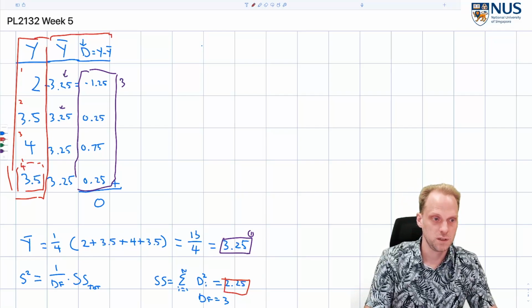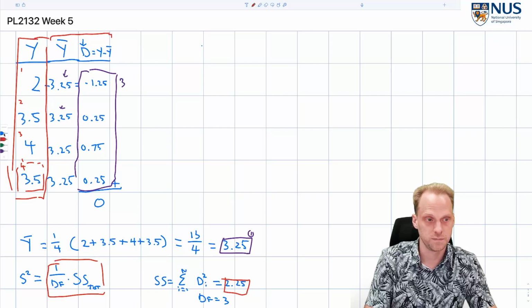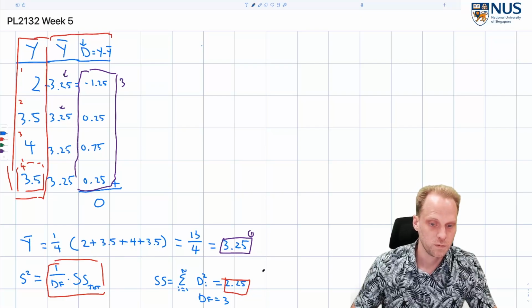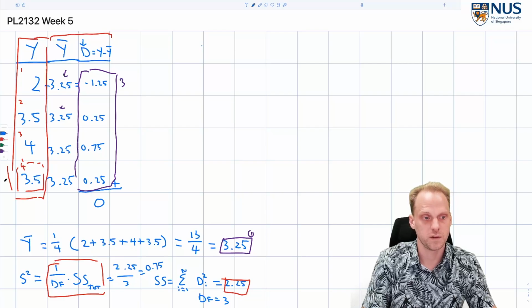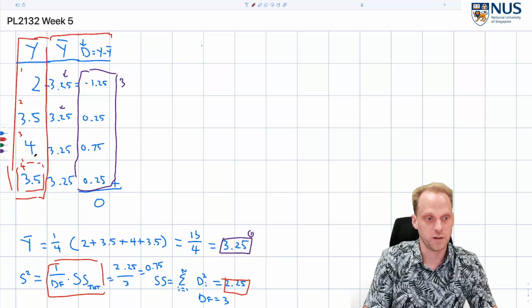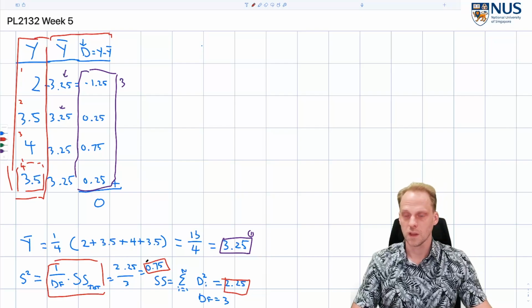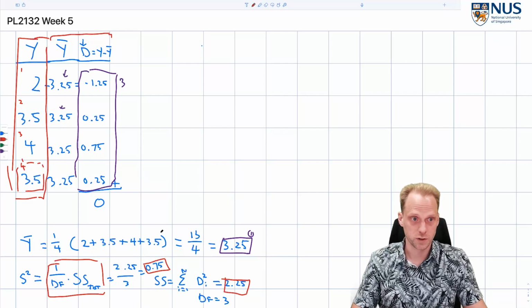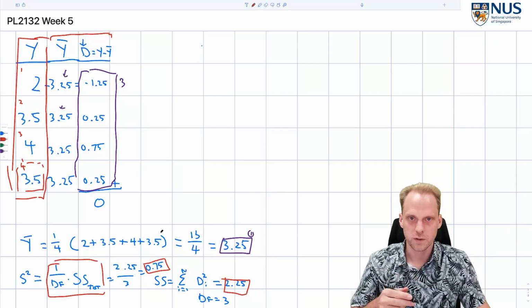So that means that the variance estimate is 1 over degrees of freedom times the sum of squares, or 2.25 divided by 3 equals 0.75. We estimate this variance to be 0.75. That number tells us something about the uncertainty that our model, in this case only the mean, gives on the data.